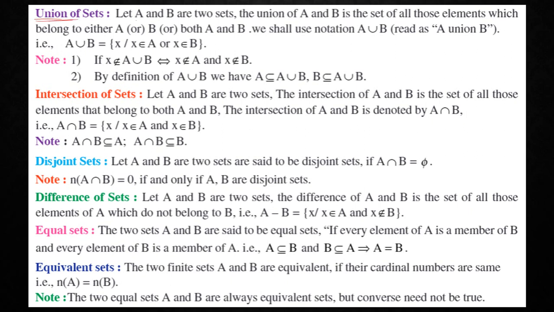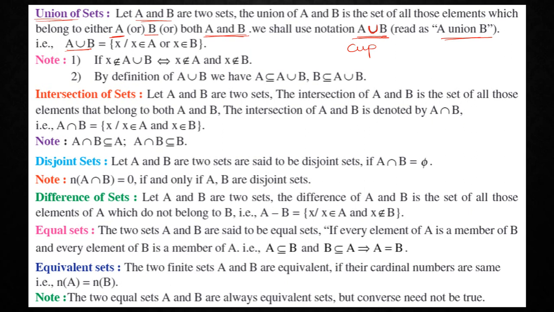If you have two sets A and B, the union of set A and set B is nothing but the elements of set A or set B or both A and B. It is generally represented by A union B. This is the symbol of union, right? We will read this as A union B, or sometimes you can read it as A cup B.